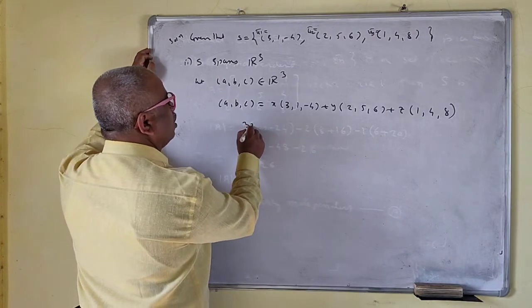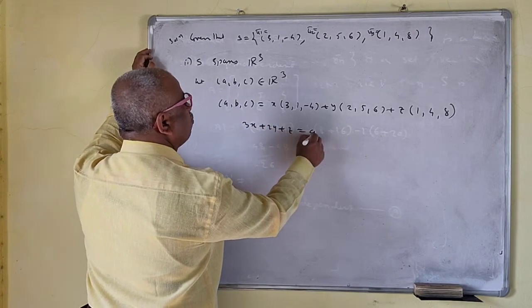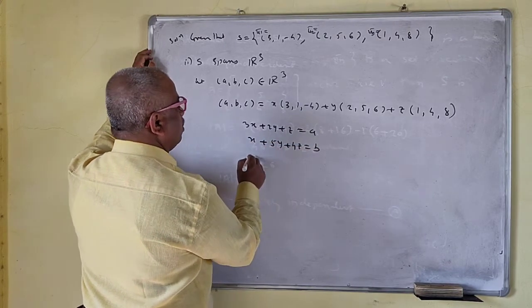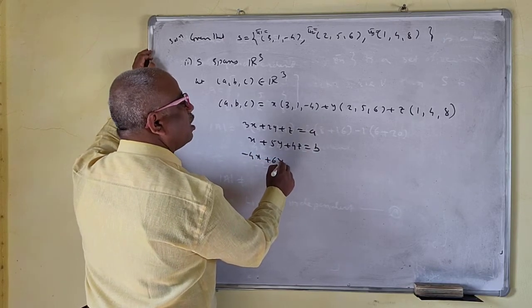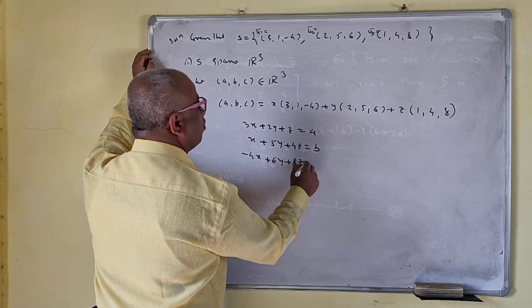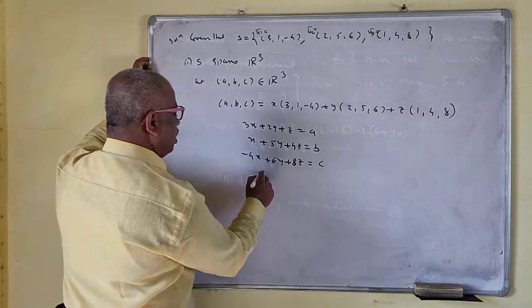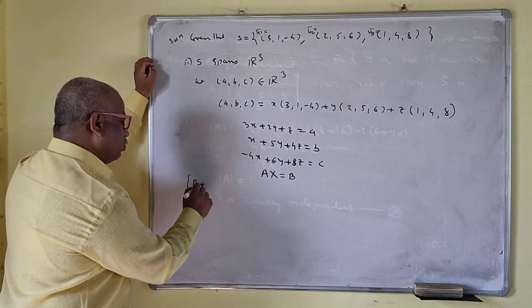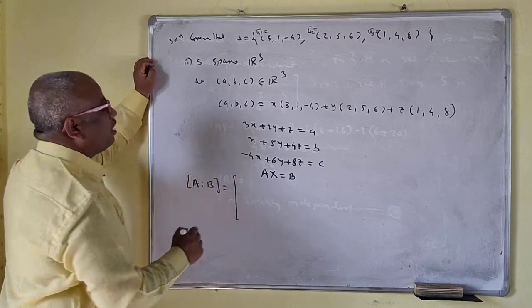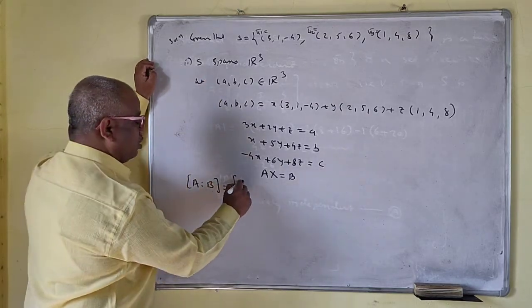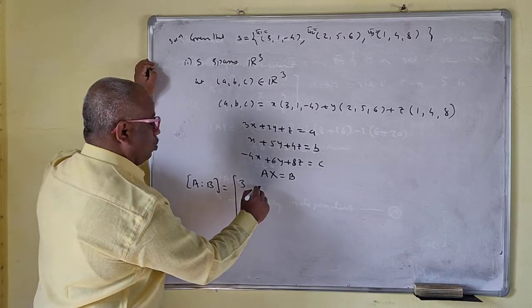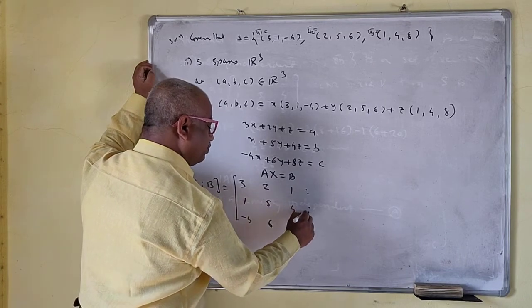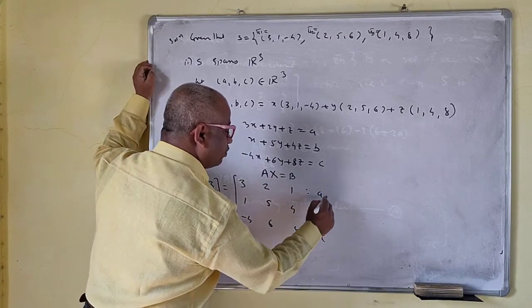We'll make the equations now. 3x plus 2y plus z is equal to a. x plus 5y plus 4z is equal to b. Minus 4x plus 6y plus 8z is equal to c. This system can be written in matrix format, Ax is equal to B. We'll write the augmented matrix directly, where you write the vectors column-wise: 3, 1, minus 4, then 2, 5, 6, then 1, 4, 8, and then a, b, c.